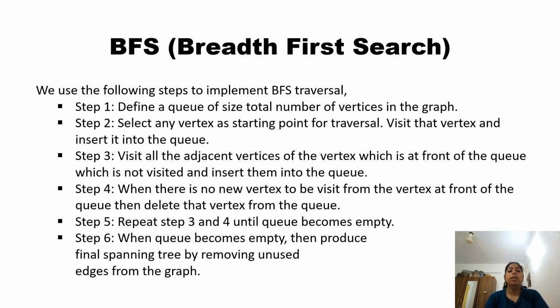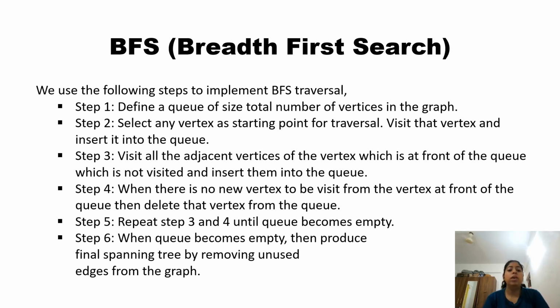Step 1. Define a queue of size total number of vertices in the graph. Step 2. Select any vertex as the starting point for traversal. Visit that vertex and insert it onto the queue. Step 3. Visit all the adjacent vertices of the vertex which is at the front of the queue, which are not visited, and insert them onto the queue.